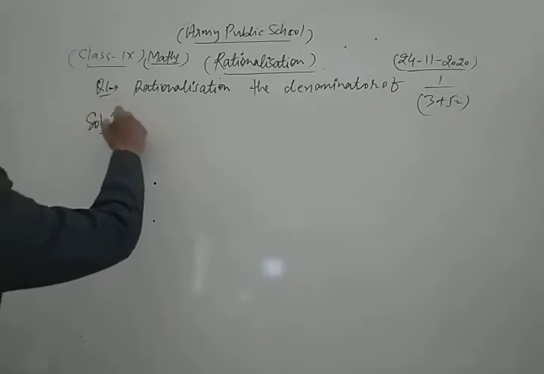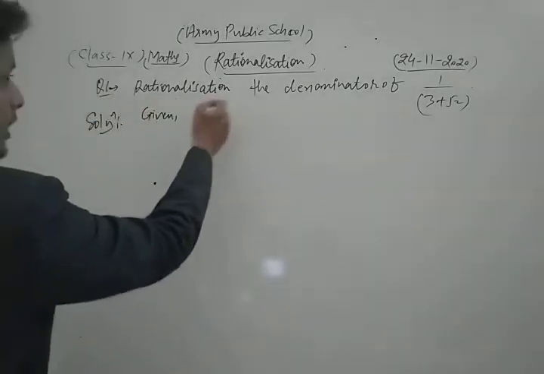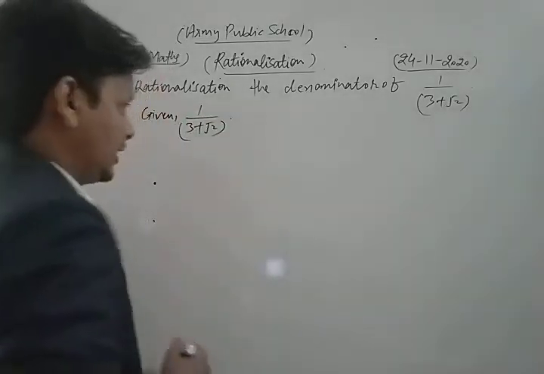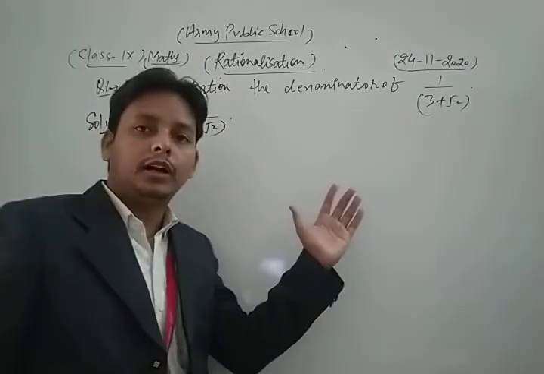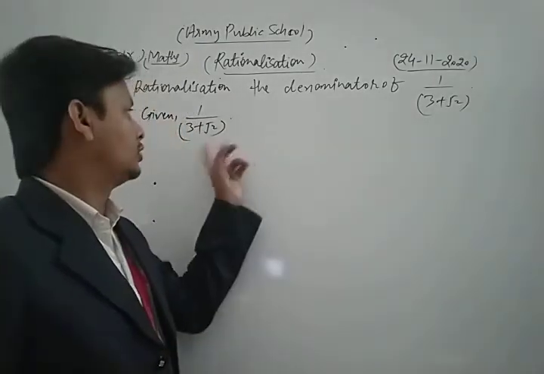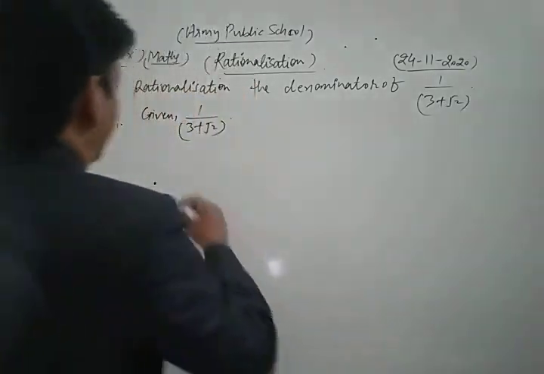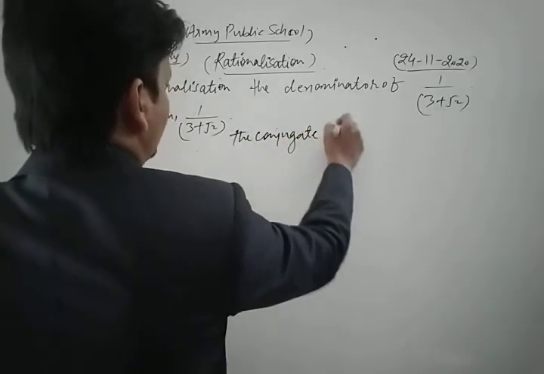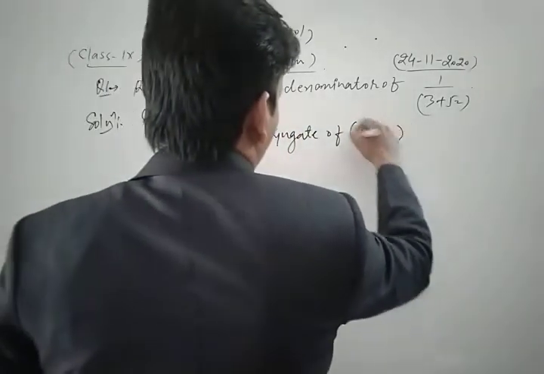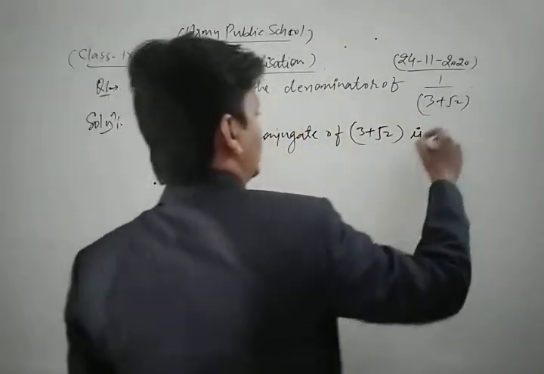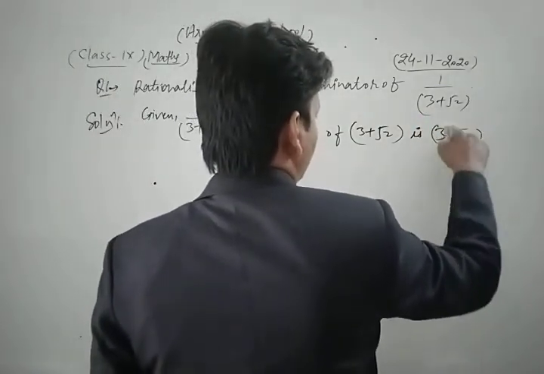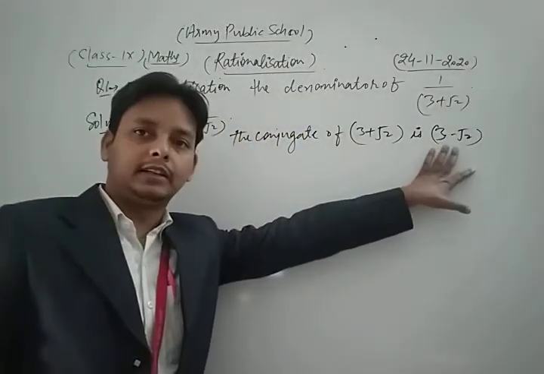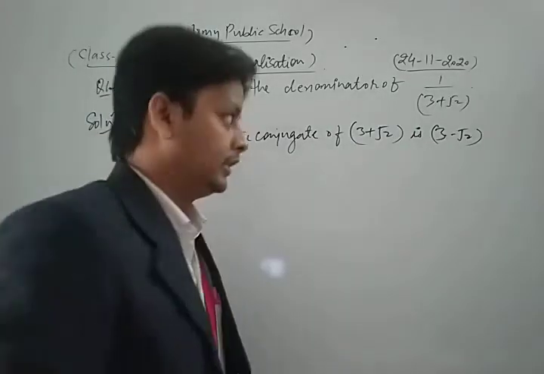First of all, the given expression, your given value, is 1 upon 3 plus root 2. For rationalization, what do we do, dear students? We must multiply both the numerator and denominator by the conjugate of its denominator. The conjugate of 3 plus root 2 is 3 minus root 2. So we multiply by that in both the numerator and denominator.